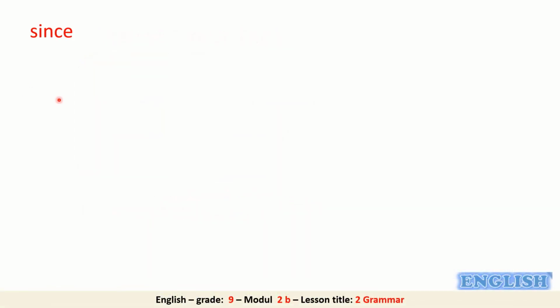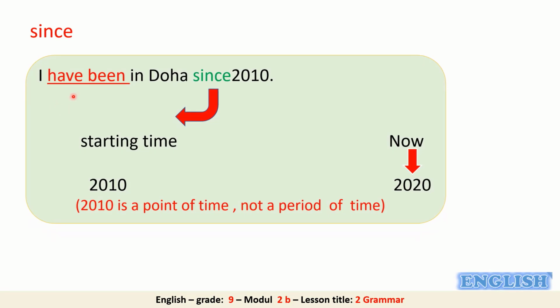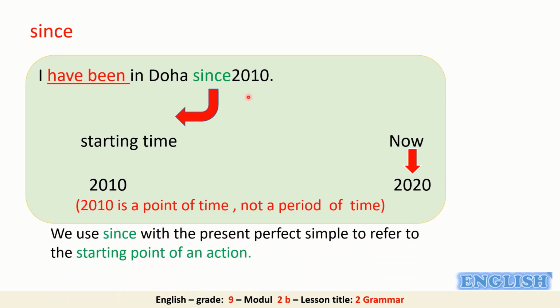Now, let's have more information about the use of since. Let's read this example. I have been in Doha since 2010. So, here 2010 is the starting point of the action. So, 2010 is a point of time. It's not a period of time. We are not talking about number of years. We are talking about the starting point. It's now 2020. The action started in 2010. So we use since with the present perfect simple to refer to the starting point of the action, when the action started.